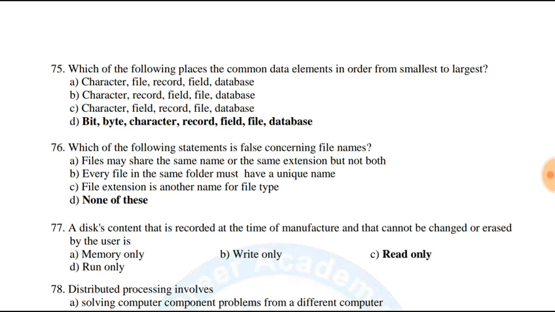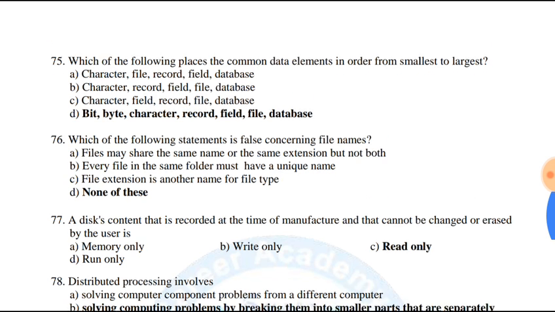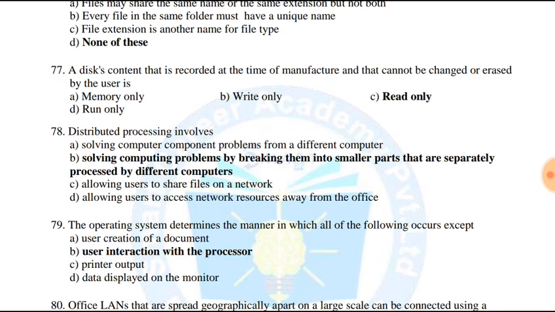Files may share the same name or the same extension but not both. Every file in the same folder must have a unique name, and file extension is another name for file type. All these three statements are true. A disk content that is recorded at the time of manufacture and that cannot be changed or erased by the user is read only memory.